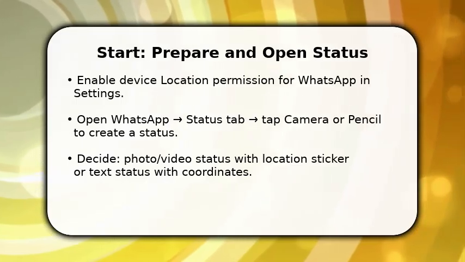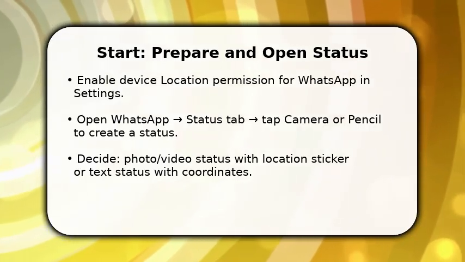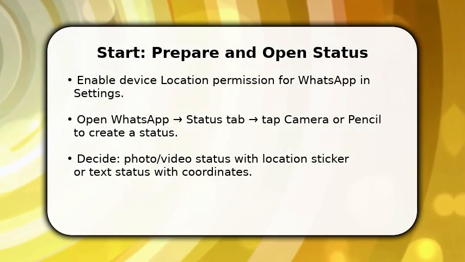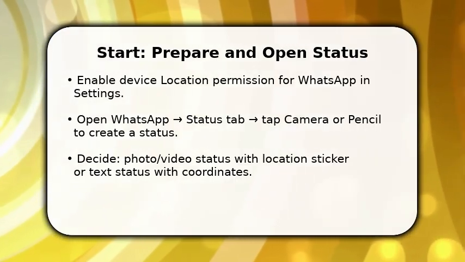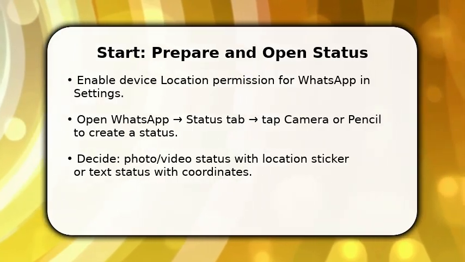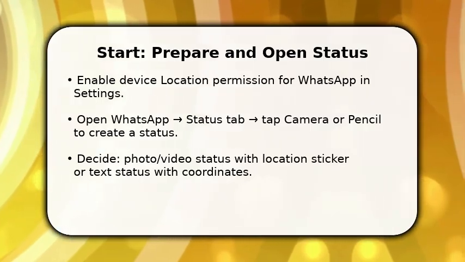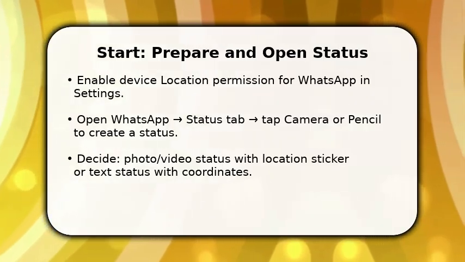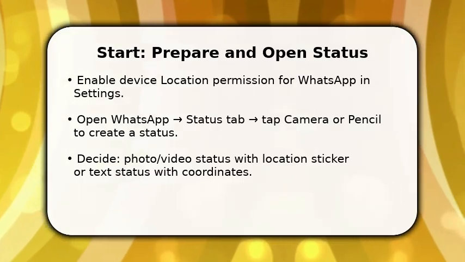You're ready to share location. First, make sure WhatsApp has location permission so the sticker will work. Once done, open WhatsApp and go straight to the Status tab, then tap the camera for a photo/video or the pencil for text. You want to decide now whether you'll embed a live-looking location with a sticker on a photo or simply type coordinates in a text status, because the next steps change slightly depending on that choice.